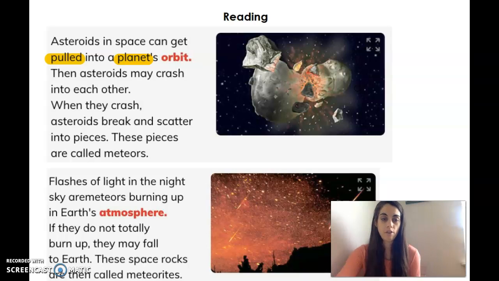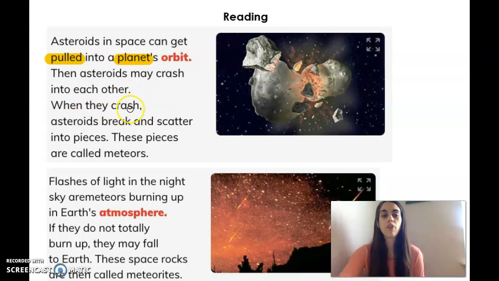Okay, now let's continue. Find the word when. Point to it with your finger. Are you ready? When they crash. When I see the word when, this tells me this might be a cause and effect sentence. When tells me that I'm looking at the cause. So when they crash, this is the cause.